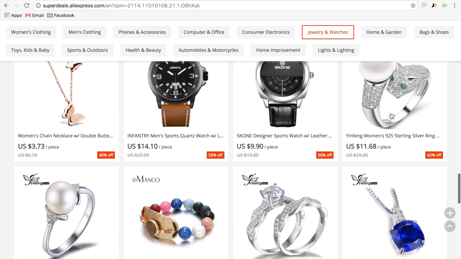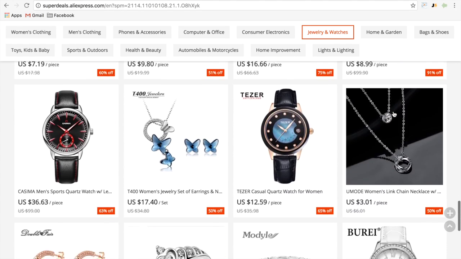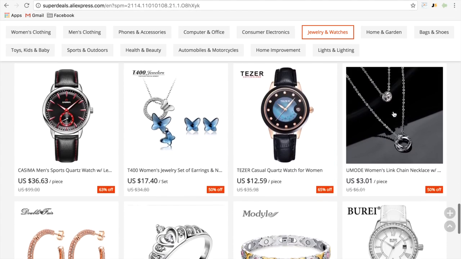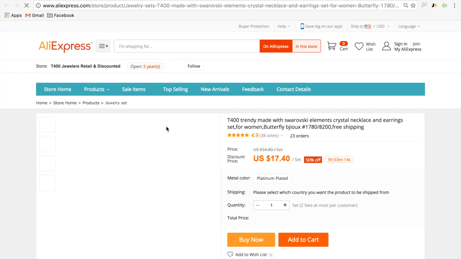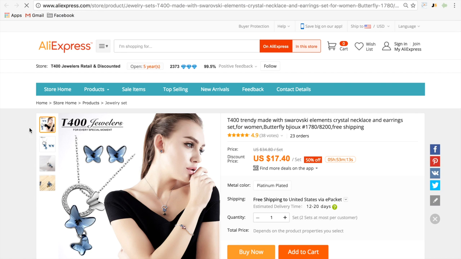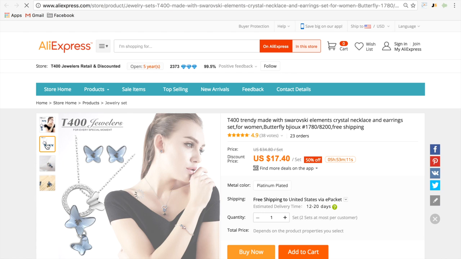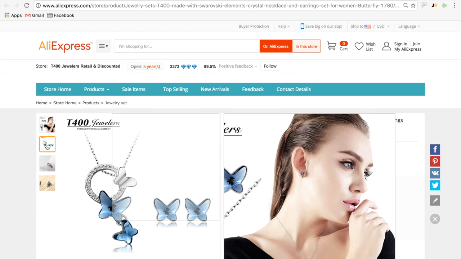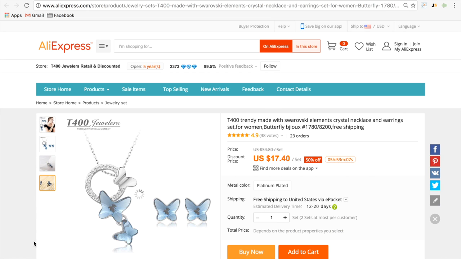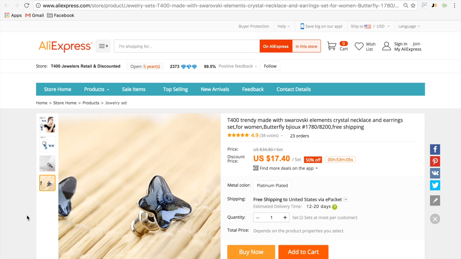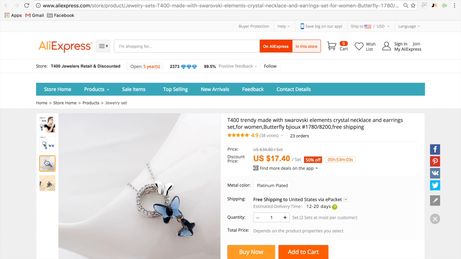This is kind of niche related, but I'm looking for passion niches, right? So let's say this one. This is to give you an example. This is something more niche related. It's a butterfly necklace, which actually looks pretty nice, looks high quality. I'm looking for products that have high perceived value. As you can see, it doesn't look cheap.